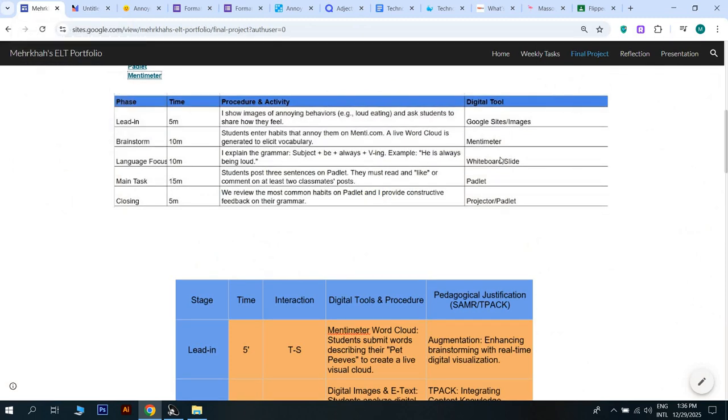And then we have language focus. I prepared some slides for that. I've got the picture at the end of this page. I explained subject plus always plus verb plus ing.